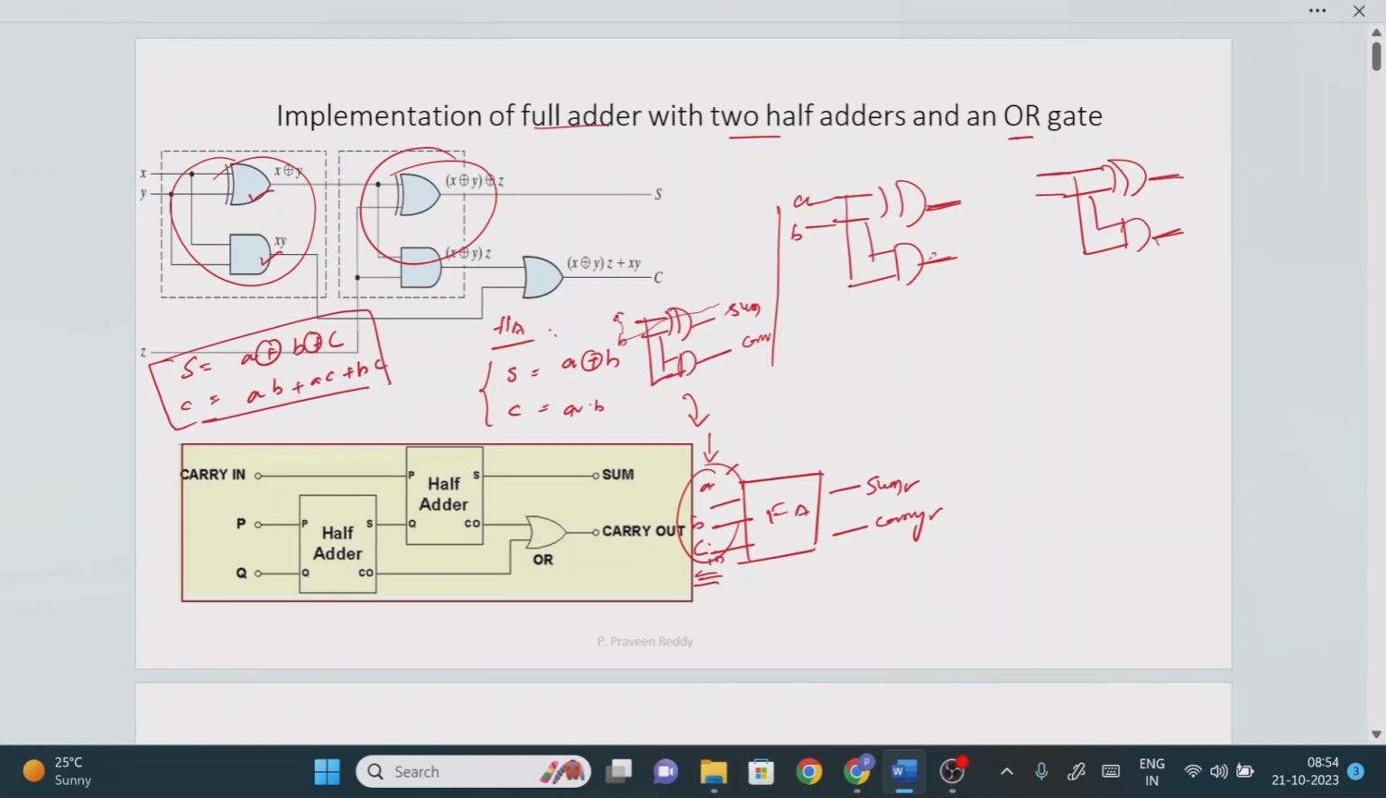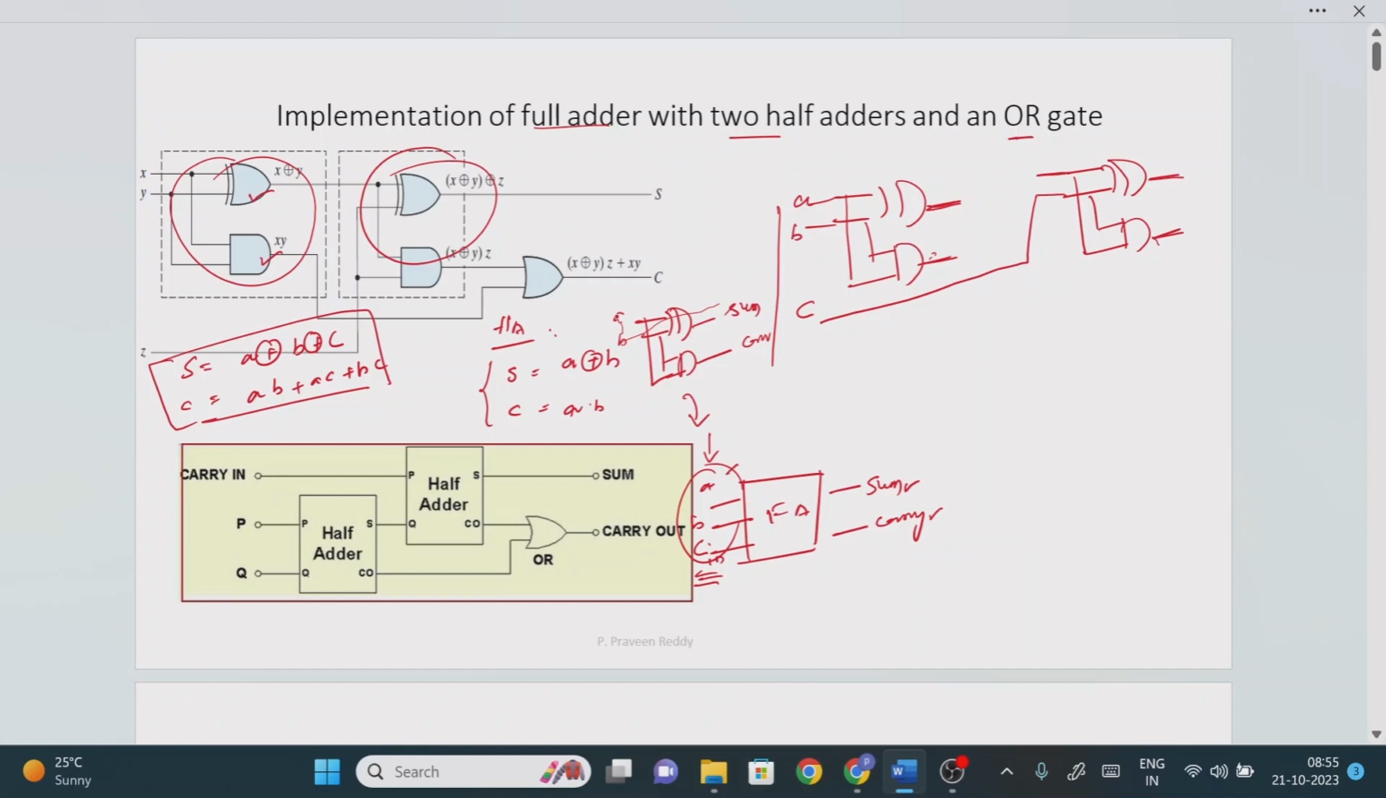My requirement is that I should have three inputs, but as of now I have only two input values. I need to make one more an input value. For that you can take either this terminal or this terminal, both are correct. Then you get the third input value, which is C in, or carry in. Finally one output is the sum value, and another is the carry value.